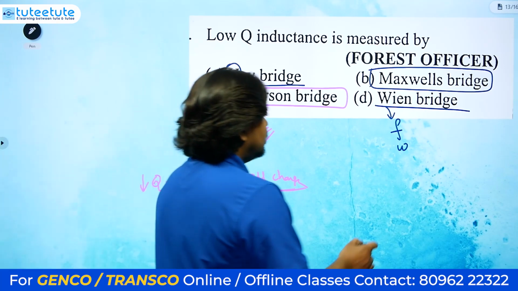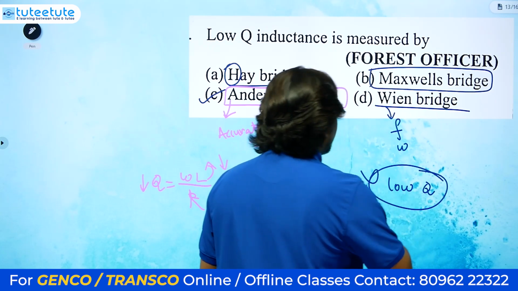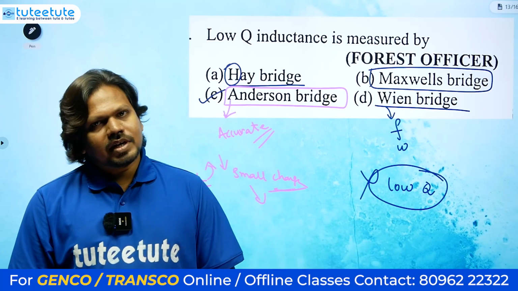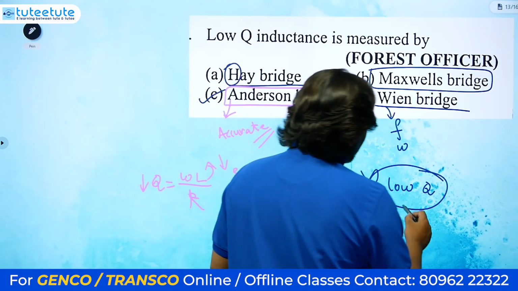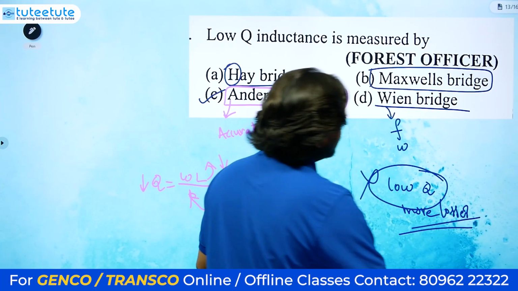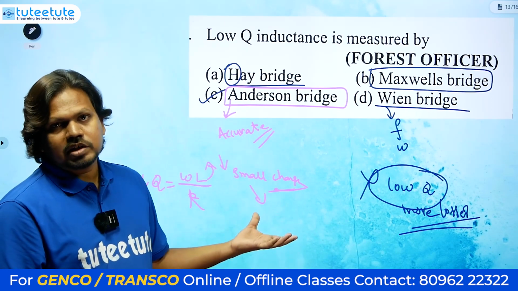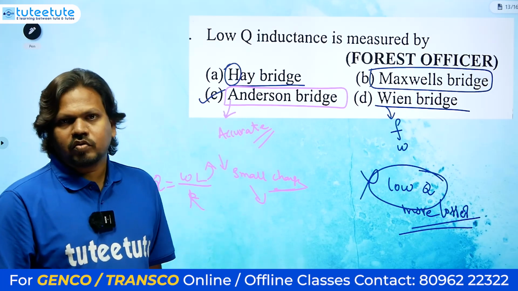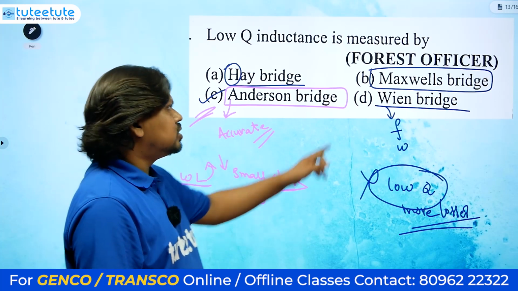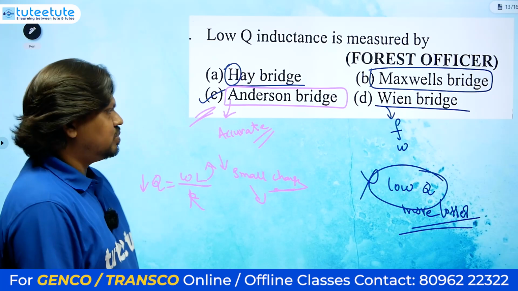If Q is low, we don't use this kind of coils. When the Q factor of that coil is very low, it has more losses. That's why we will not consider low Q coils. But it is an unknown coil actually, so that's why they might have given it like this. The answer for this question is Anderson's bridge. In some books it is Maxwell's bridge, but don't consider that. Anderson's bridge is what we have to use.